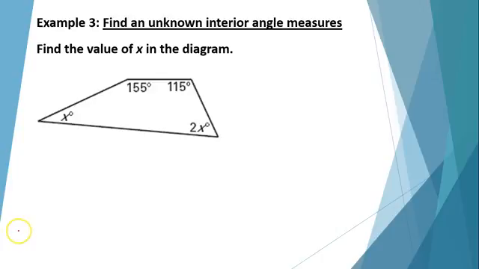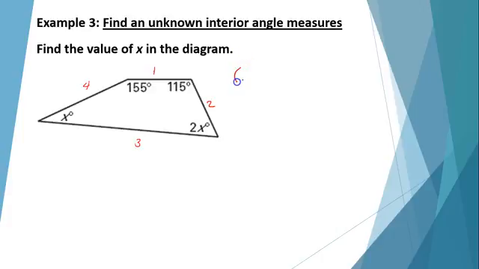Now we have unknown angle measurements inside a polygon that's given to us, and it's asking us to find the value of x in this diagram. Well, the first thing that you need to do is determine the type of polygon you have by the number of sides we have. So let's count: 1, 2, 3, 4. We have a quadrilateral, that's 4 sides.